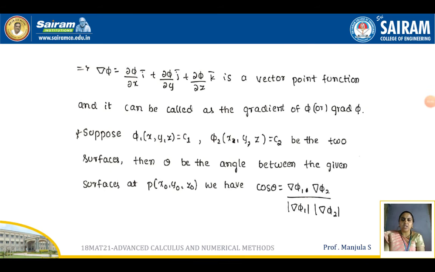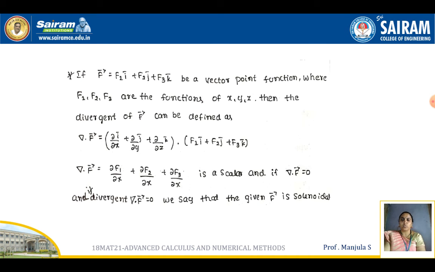Now phi 1 of x, y, z equals c1, and phi 2 of x, y, z equals c2, be the two surfaces. Then theta be the angle between the given surfaces at the point P of x0, y0, z0. We have cos theta can be written as del phi 1 dot del phi 2 divided by modulus of del phi 1 into modulus of del phi 2. You have to remember this formula; to find cos theta, we have to use it.